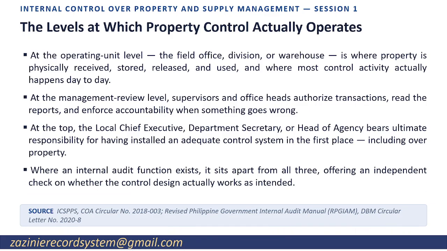Where an internal audit function exists, it sits apart from all 3, offering an independent check on whether the control design actually works as intended. Now, in a bit more detail, picture this as 4 concentric layers, from the ground up. The operating unit doing the actual physical work, management review supervising it, the head of agency who is ultimately accountable for the whole system, an internal audit sitting outside all 3, checking whether the design is sound. A common mistake is collapsing these into just 2 layers, the property officer and the boss. The framework actually expects 4 distinct layers to be functioning. Next slide.